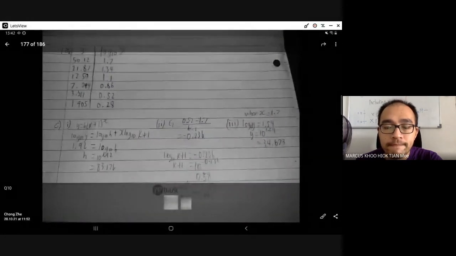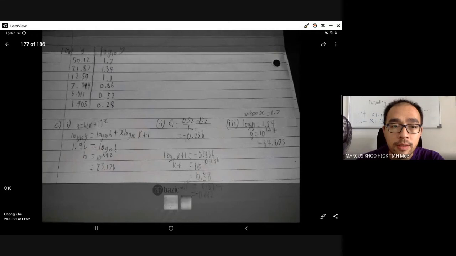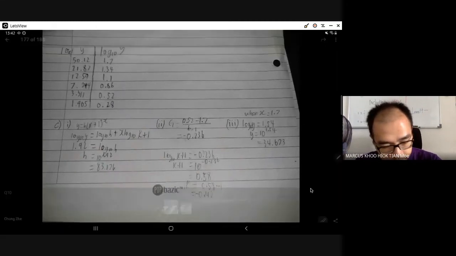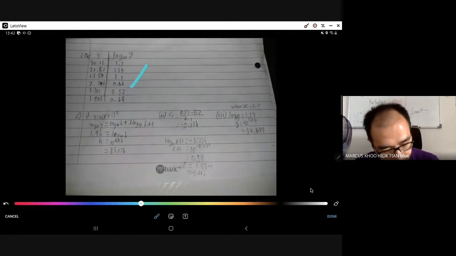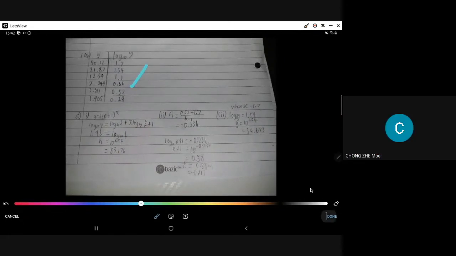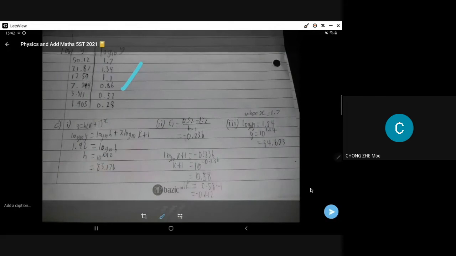For A, you just need to make a table for log 10y. Then B, plot a graph for log 10y against x. For C1, I use 1.92, which I find from the line that crosses log 10y. Then I change the log 10 to the other side to get h.